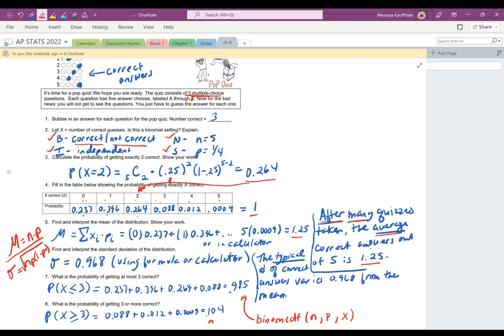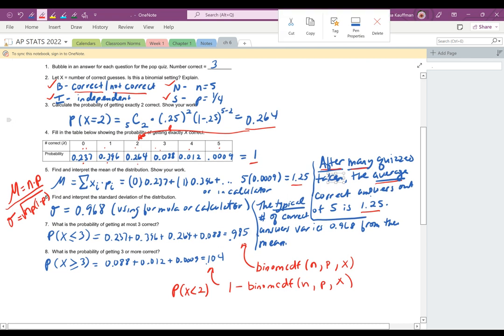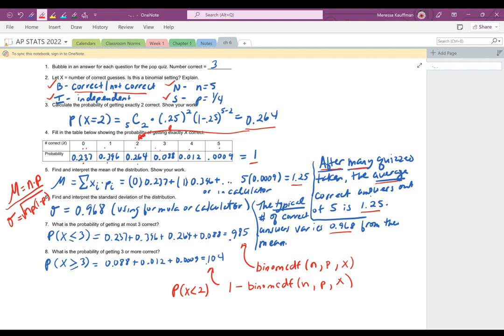We can do that. All right, the next one is the standard deviation. And again, I didn't want to write out the formula. But you'd use your standard deviation formula, or you could use the calculator. You could put these two in a table and use your one vars, and use this as your first list. This is your frequency, your probability, and you could find your standard deviation. And that standard deviation came out to 0.968, which is the typical number of correct answers that varies 0.968 from the mean.